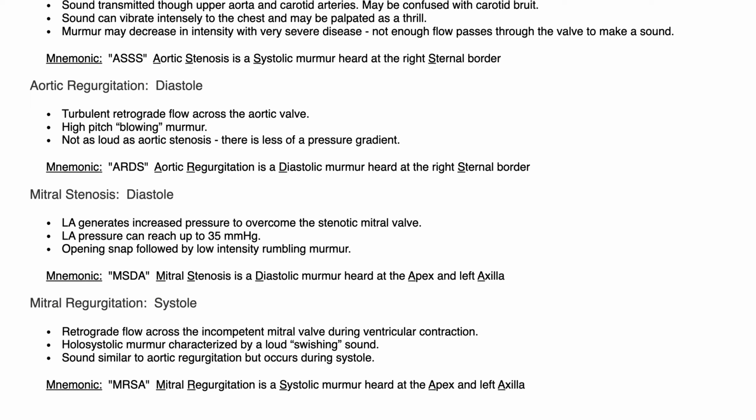Mitral regurgitation occurs during systole. There's a retrograde flow across the incompetent mitral valve during ventricular contraction. There's a holosystolic murmur characterized by a loud swishing sound. This sound is very similar to aortic regurgitation but occurs during systole. The mnemonic is MRSA. Mitral regurgitation is a systolic murmur heard at the apex of the left axilla. Mitral regurgitation, systolic, apex, axilla.